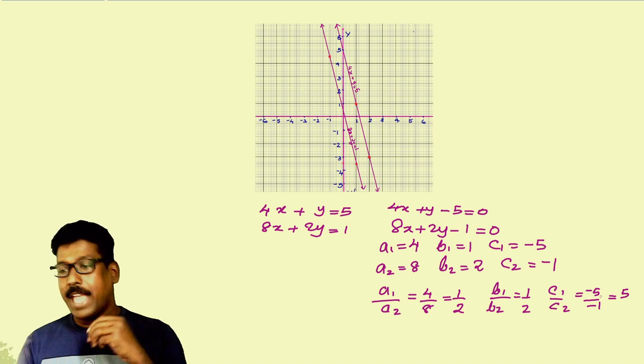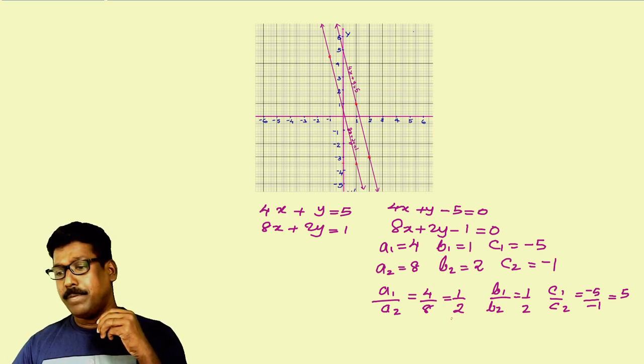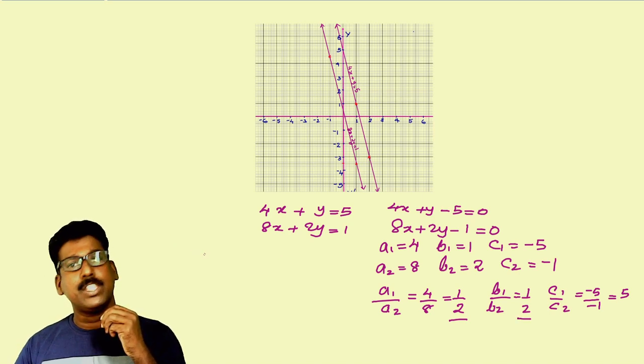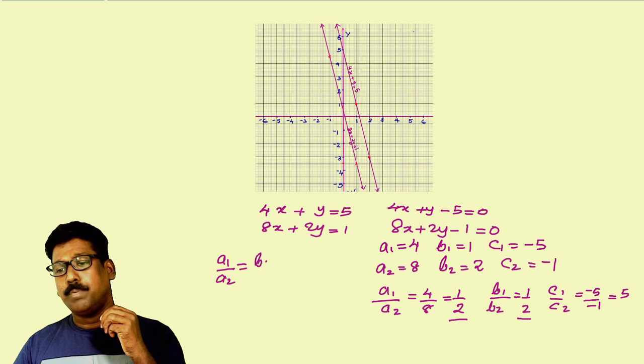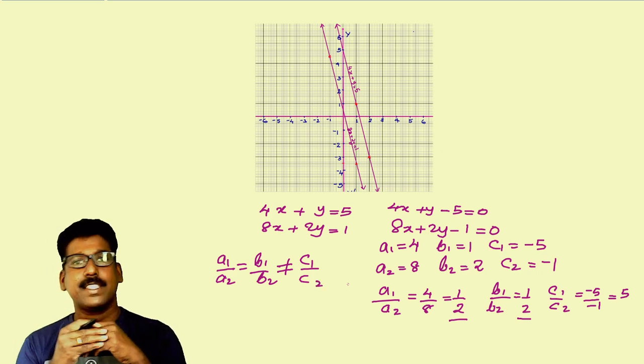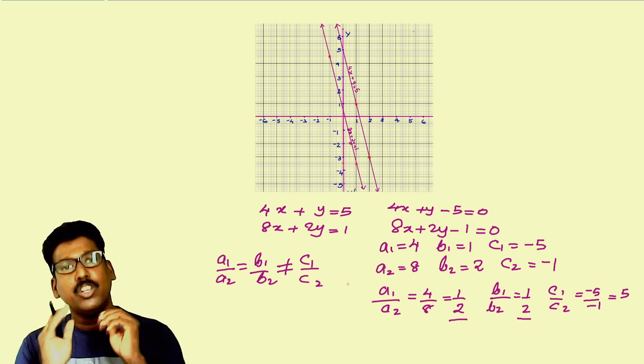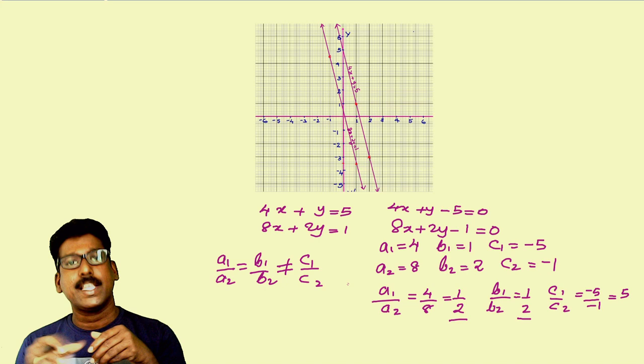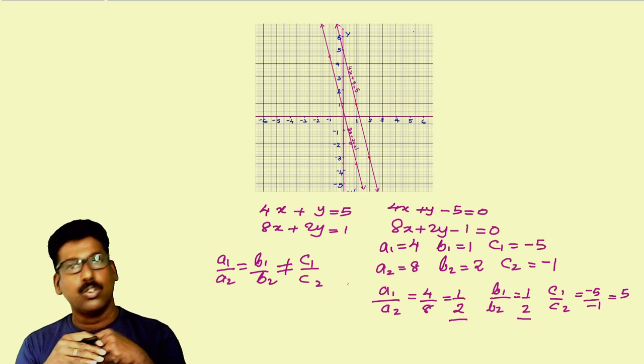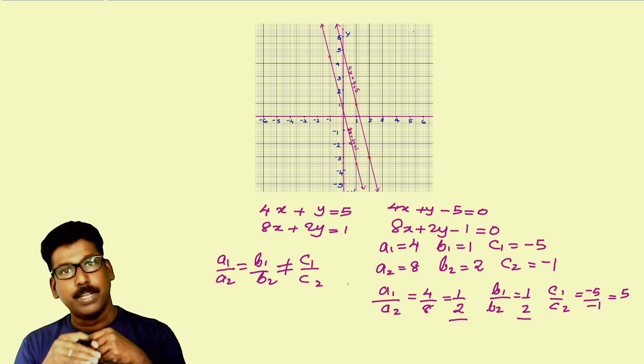Here, a1 by a2 and b1 by b2 you are getting as 1 by 2. But c1 by c2 is not equal to 1 by 2. So, we can write it as a1 by a2 equal to b1 by b2 not equal to c1 by c2. In such cases, the graph of the equations will be parallel lines and there will not be any solution, or we can say no solution for this kind of pair of linear equations in two variables.